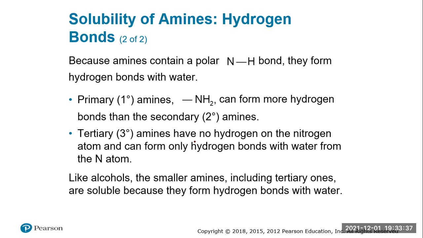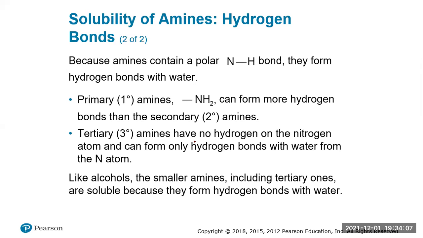Our primary can form more hydrogen bonds than our secondary, and our tertiary doesn't have hydrogens on nitrogen. So again, it can only hydrogen bond with water from its nitrogen atom. Like alcohols, smaller amines, including tertiary ones, are soluble in water because they have the ability to hydrogen bond. That's pretty much your basic reason why something is soluble in water: it has the ability to hydrogen bond with water.